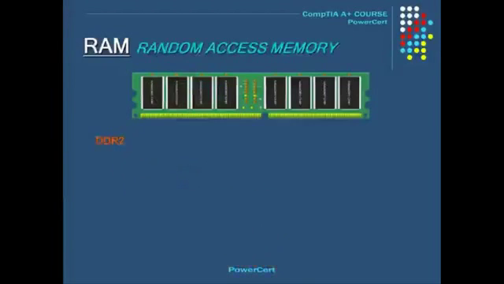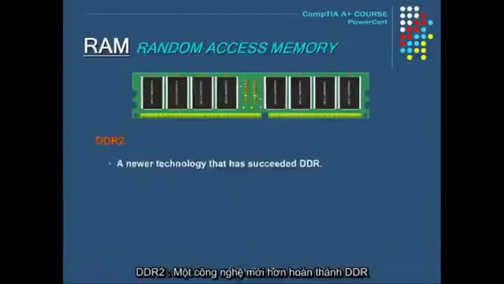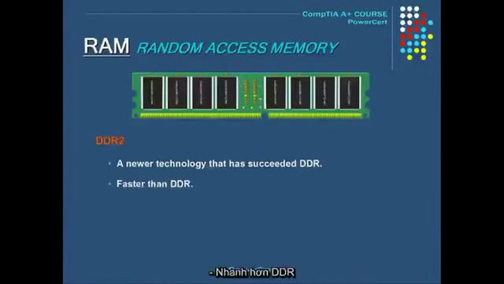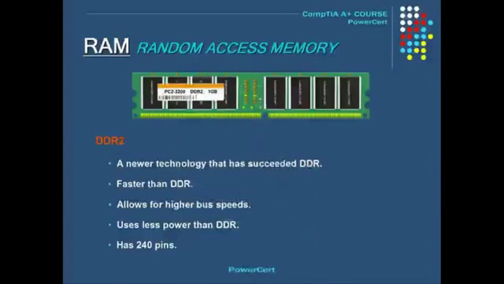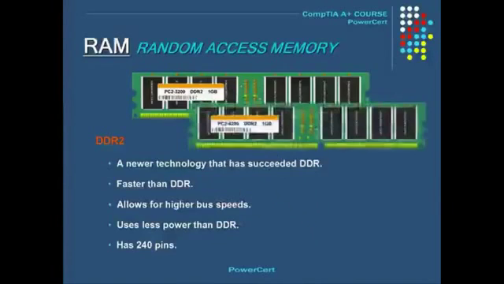A new technology that has succeeded DDR is DDR2. DDR2 is faster than DDR because it allows for higher bus speeds, and it also uses less power than DDR. A DDR2 DIMM has 240 pins, compared to 184 pins on DDR. Some examples of DDR2 are PC2 3200 and PC2 4200.